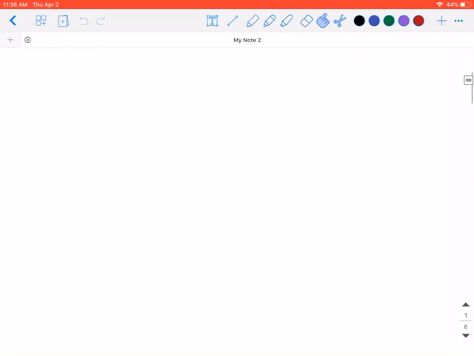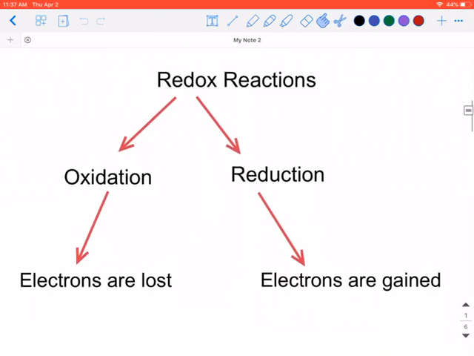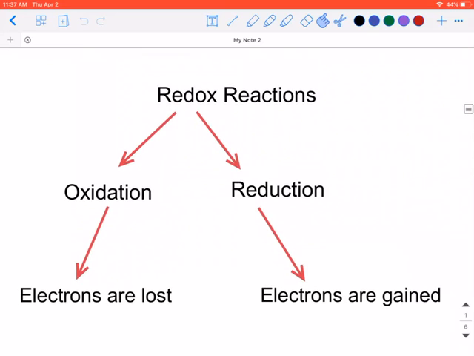So, if we move on down, let's just talk a little bit about what redox reactions are. Redox reactions is just another name for a single replacement reaction. So, aka single replacement. Okay. Redox is the better name for it though, because it is really telling us how the reaction is taking place and what is happening as the reaction takes place.